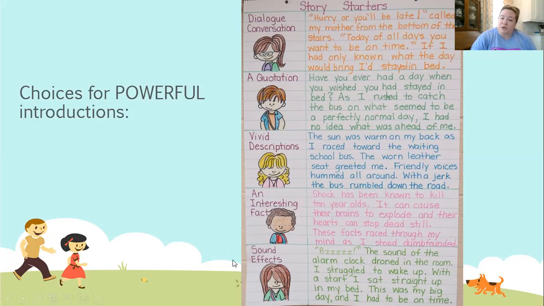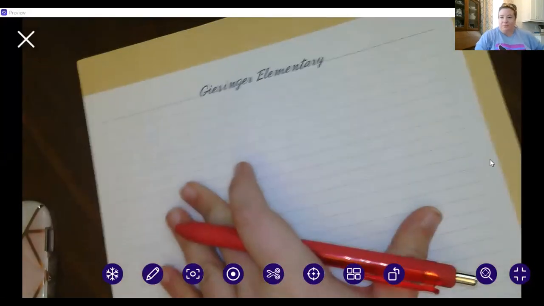I think I'm actually going to choose to do the sound effect story starter mixed with a little bit of description. So I'm going to try to be descriptive in introducing my story. So I'm going to switch my screen and I'm going to go to my notebook paper.